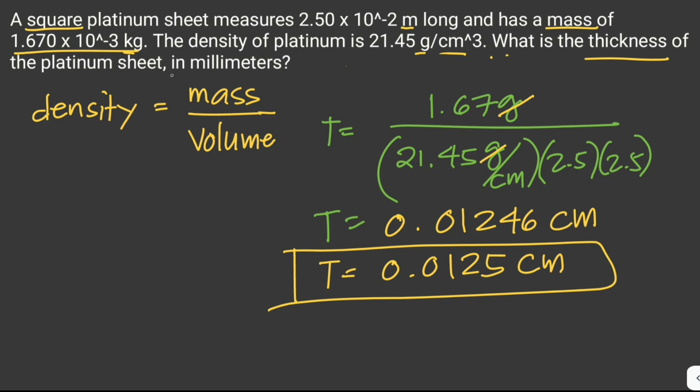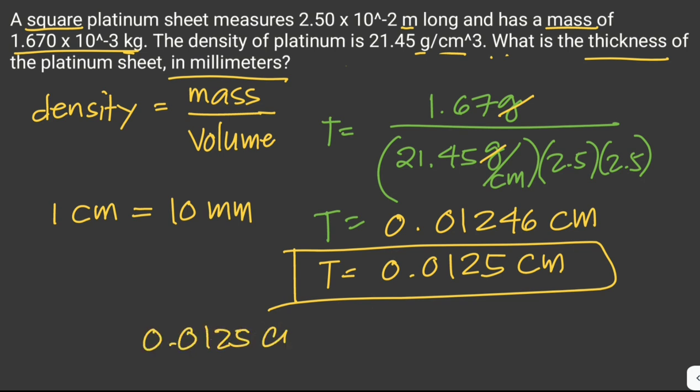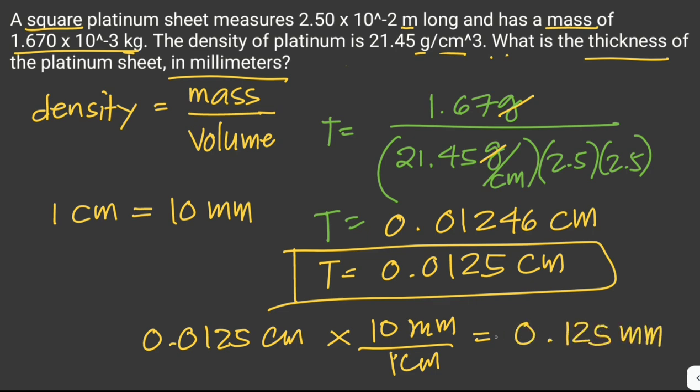Oh, it says here in millimeters, so we convert centimeters to millimeters. We know that 1 centimeter is equal to 10 millimeters. So we just multiply 0.0125 centimeters by 10 millimeters per 1 centimeter. So this would give us a value that is equal to 0.125 millimeters. So this is the thickness of the platinum sheet.